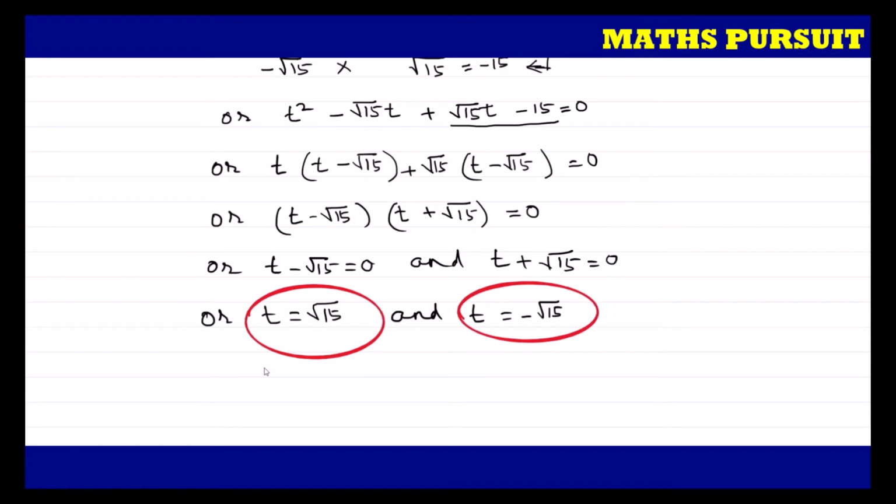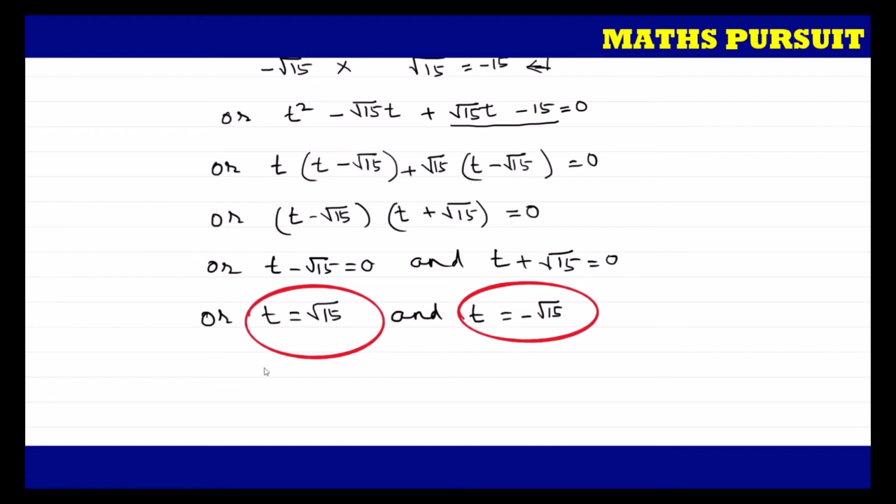So guys, just to make it very clear, if you put the value of root 15 in our original equation, we'll get the value for that equation as 0. Even if you put minus root 15 in the original equation, we'll get the equation as 0. So this is what it means, zeros of the equation.